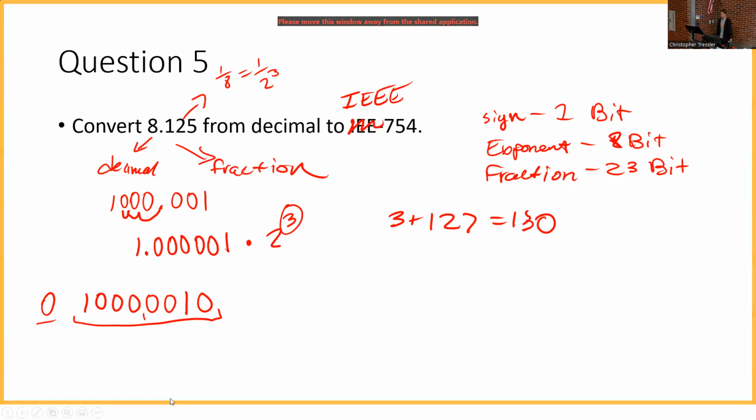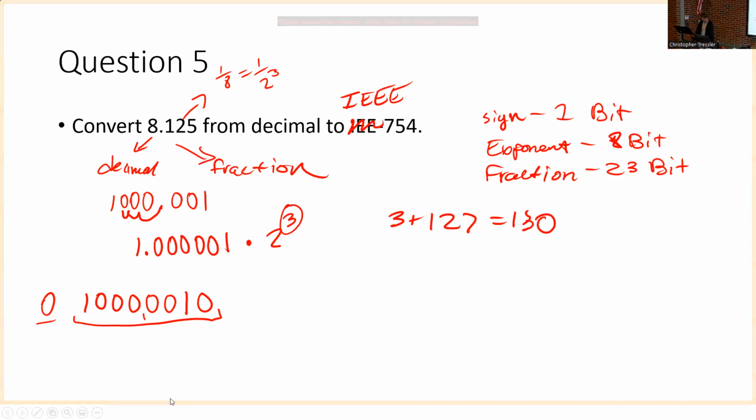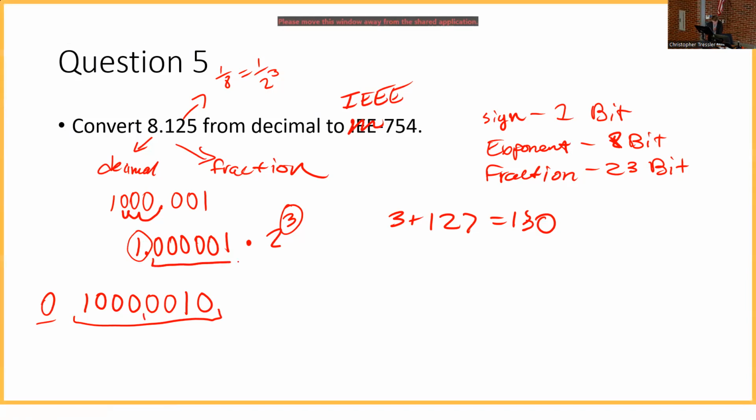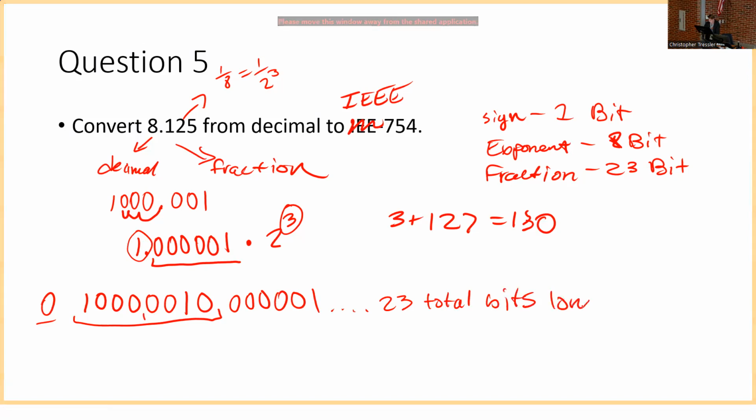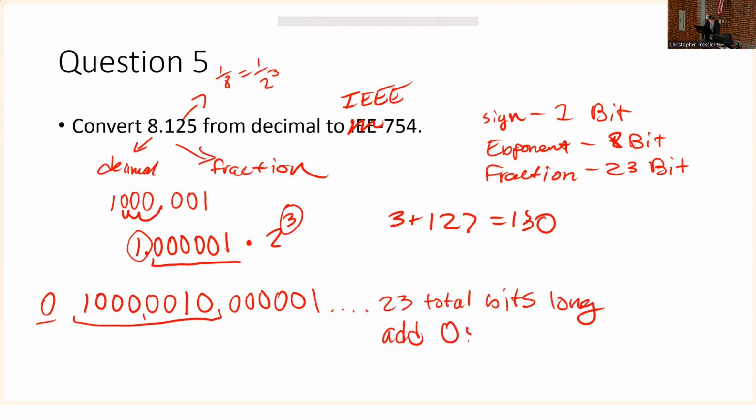And then finally, we have our fraction. What we do for the fraction is, this leading 1 is kind of irrelevant because it's always going to be 1. So you're just going to take this part and make it the fraction. So it's going to be 0, 0, 0, 0, 0, 1, and then we have to make that 23 bits long. I'm not going to write all 23 zeros because that would take a long time, but basically 23 total bits long, adding zeros to the end. Okay, so hopefully that makes sense.